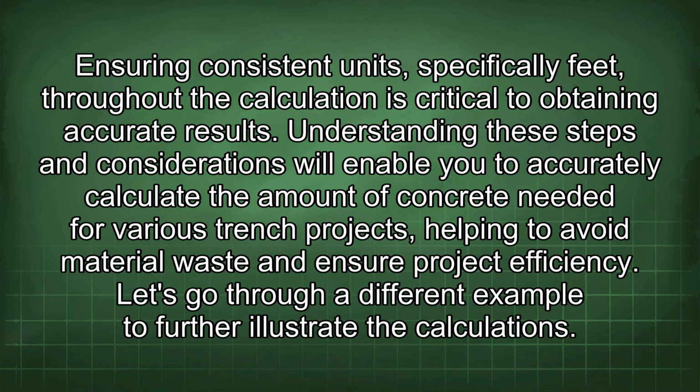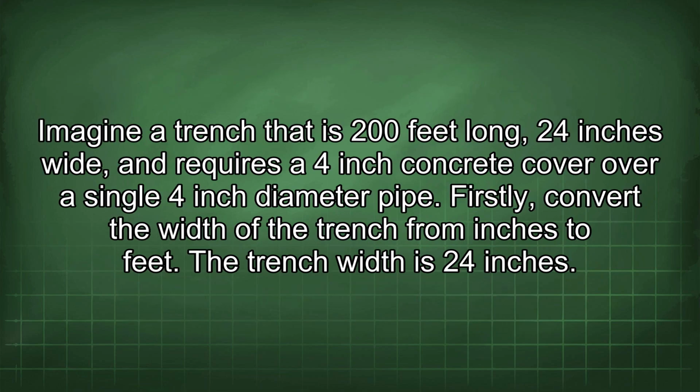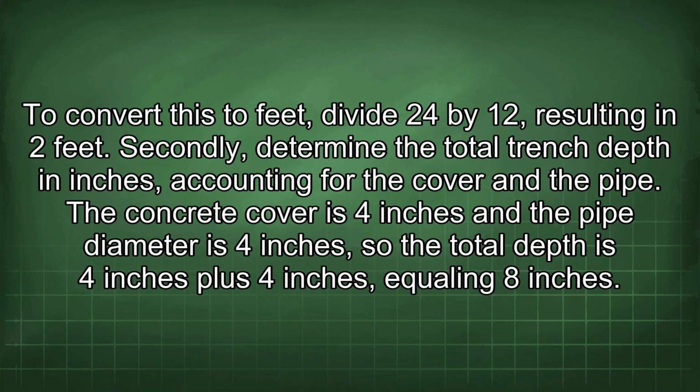Let's go through a different example to further illustrate the calculations. Imagine a trench that is 200 feet long, 24 inches wide, and requires a 4-inch concrete cover over a single 4-inch diameter pipe. Firstly, convert the width of the trench from inches to feet. The trench width is 24 inches. To convert this to feet, divide 24 by 12, resulting in 2 feet.